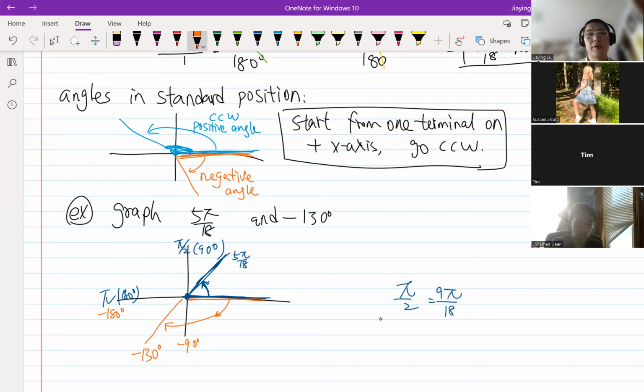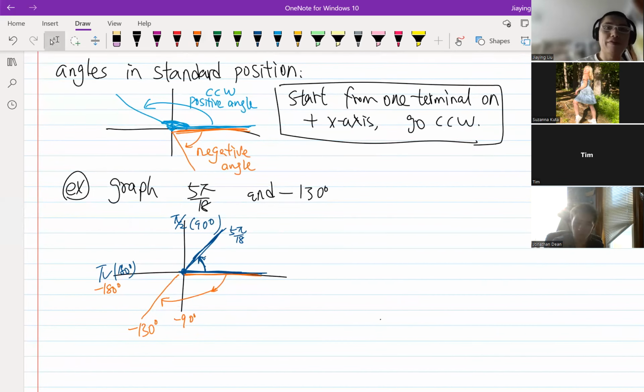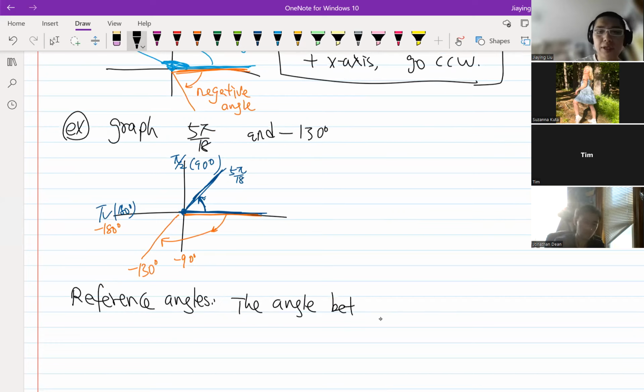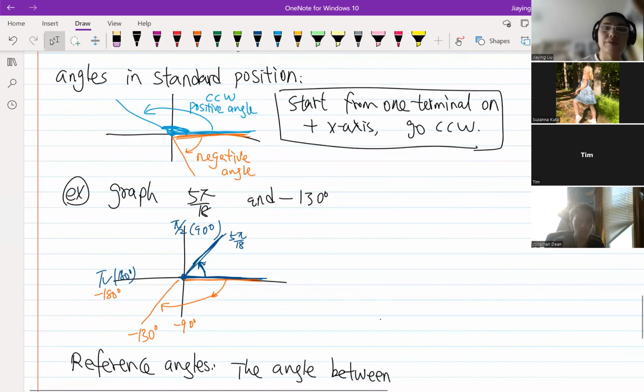Any questions on this? All right, the next thing I want to talk about is called reference angles. We have to use reference angles later on when we try to find the trig functions, sine and cosine. So the reference angle is the angle between, all right, let me label two things.